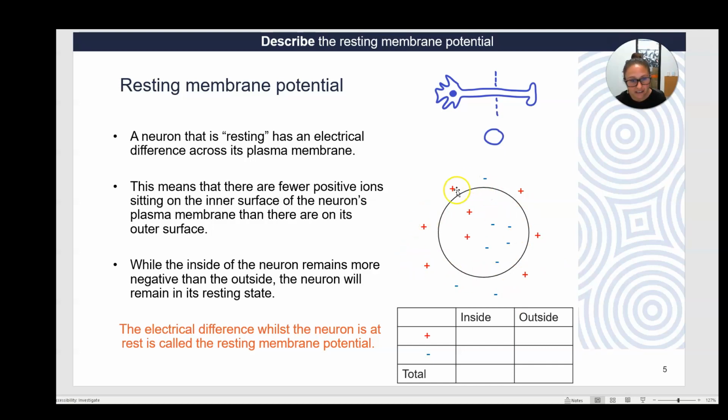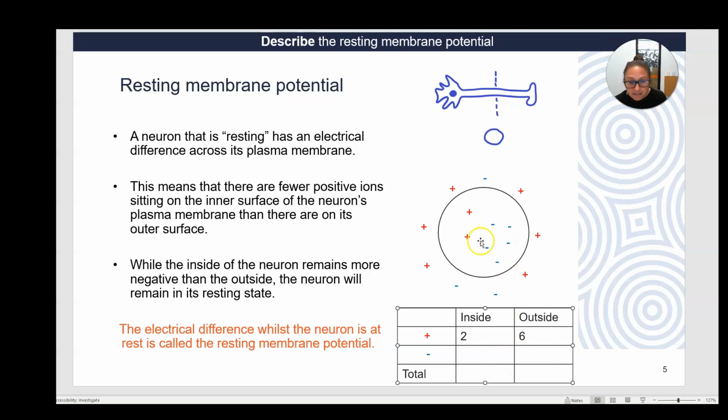So can you see here that inside my neuron looks different to outside my neuron? So let's have a look and see how different it is. So inside my neuron, how many positive ions are there? I can see I've got 1, 2. How many positive ions do I have outside of my neuron? 1, 2, 3, 4, 5, 6.